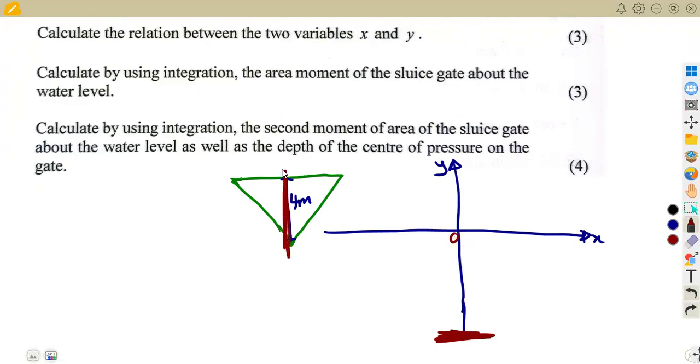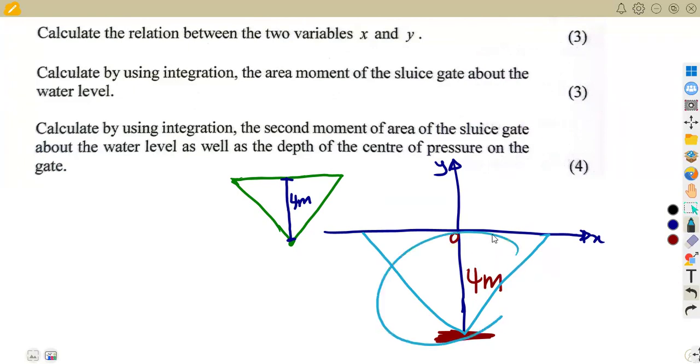And the height of the triangle is also 4 meters. So there's 4 meters of the canal and 4 meters of this triangle. If we place this triangle here like this, it is going to be covered, as it is the 4 meters. So what does it mean? It means it is full of water.